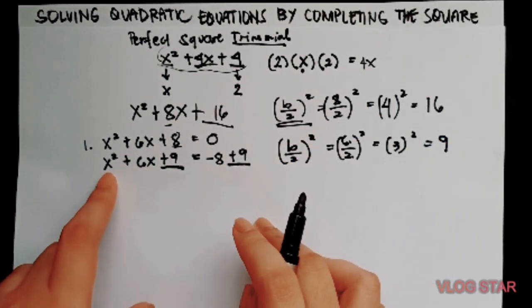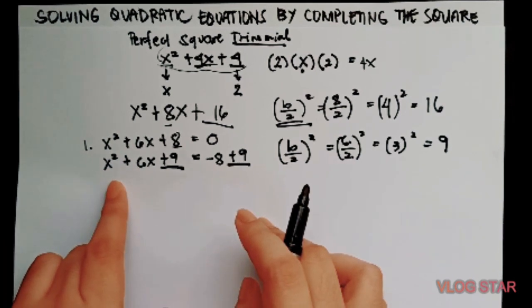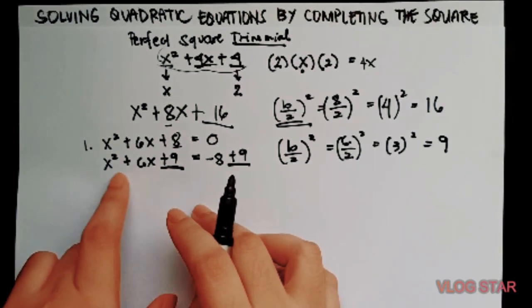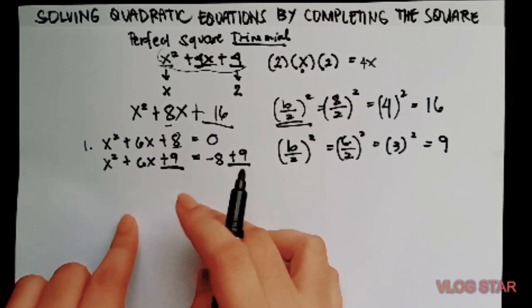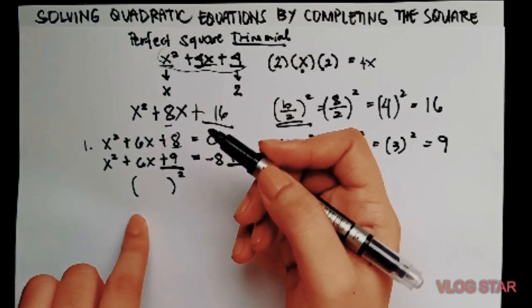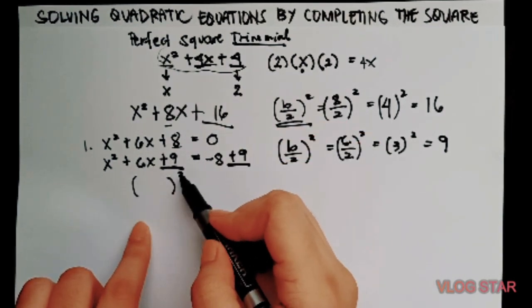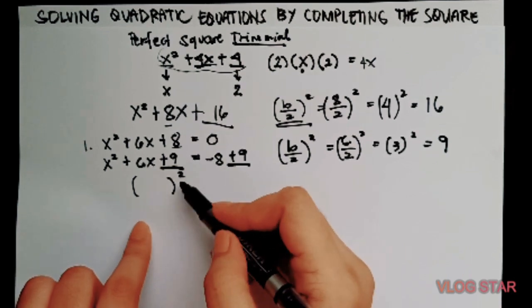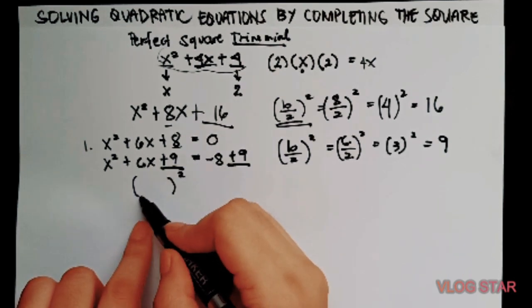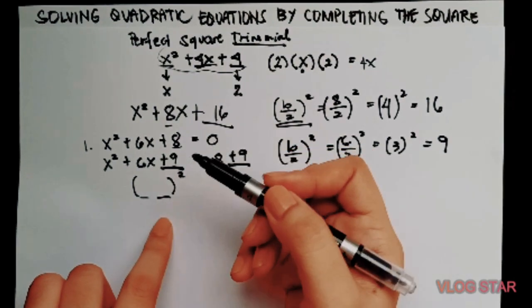Alright, now we have a perfect square trinomial. So what will be the next step? We have to make this perfect square trinomial a square of a binomial. So I have prepared here two parentheses raised to 2, and I will be putting the binomial here. Okay, so what should be that binomial?